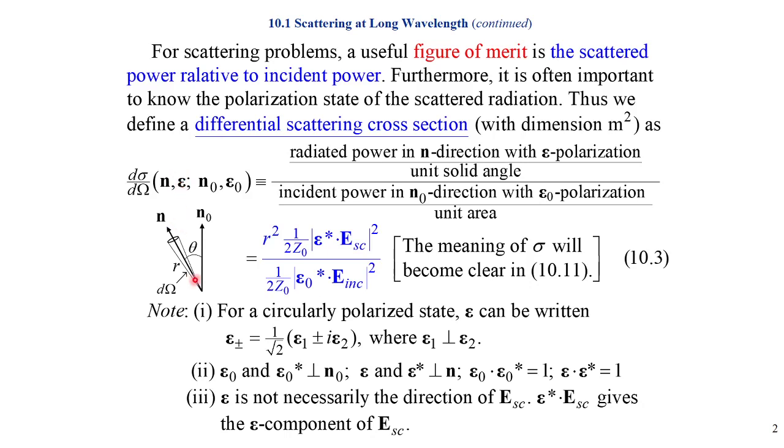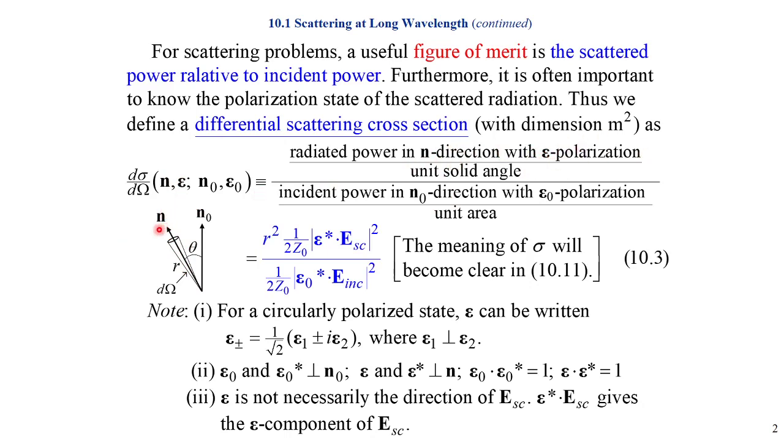Polarization epsilon is to be determined. Incident signal epsilon 0 is given, and the scattered one is to be determined. So it depends on the direction, depends on the angle, and depends on the polarization. Let's call it the differential scattering cross-section: radiated power in the n direction with epsilon polarization.